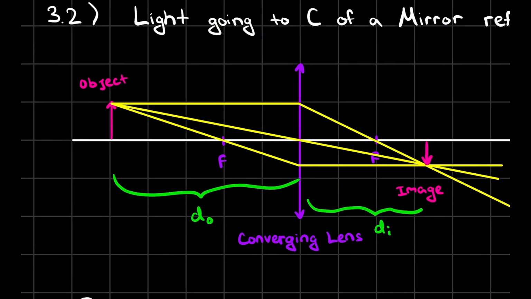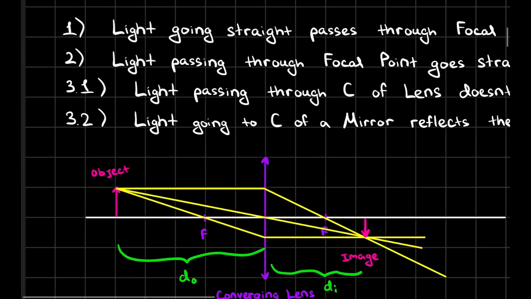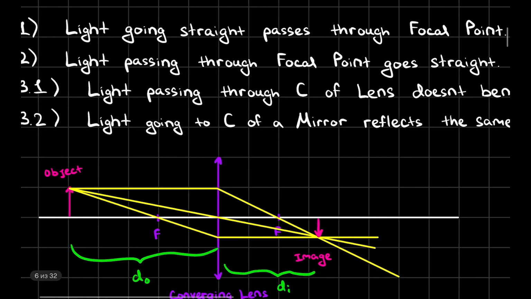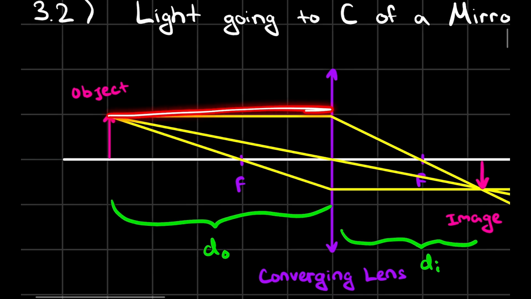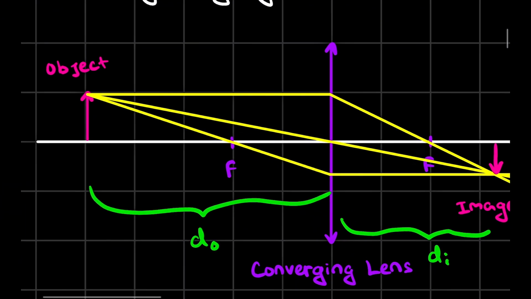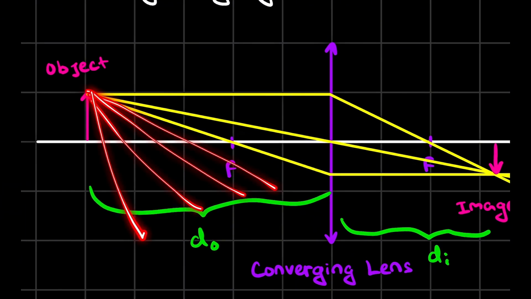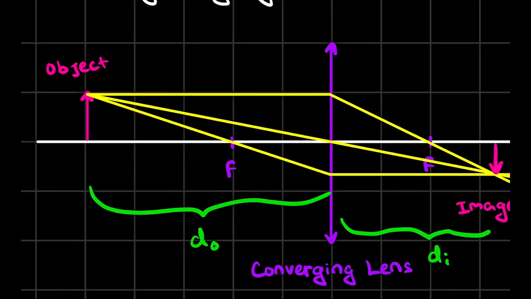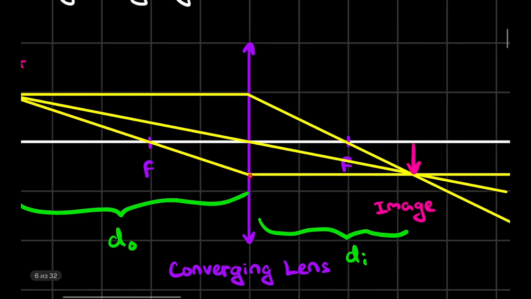Then, well, this is our first rule. Light going straight passes through the focal point. Let's draw it. The first line which goes straight passes through the focal point, which is this point. The second one, light passing through the focal point, goes straight. We can draw many lines, as I have said. It does not have to go at some point. It goes everywhere. But let's choose the second one, which goes from near the focal point. Then it just goes straight.